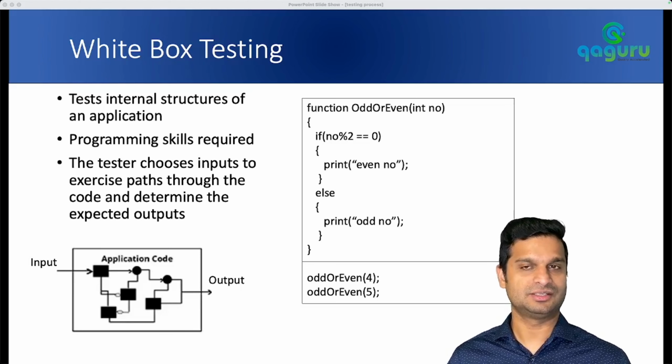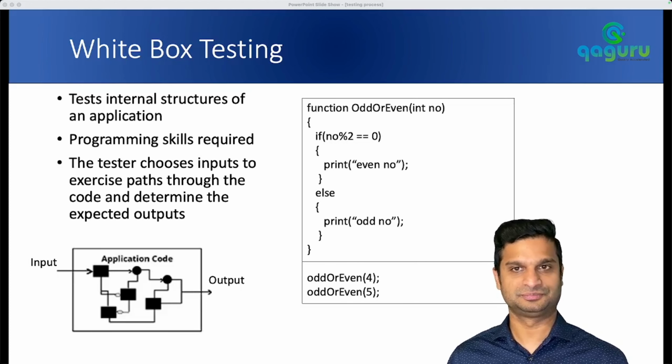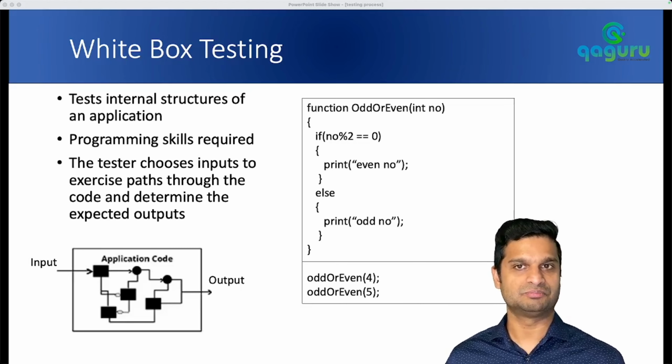So the condition is not satisfied here. So what happens? The else part is executed. Okay, and it will print that it's an odd number. So now we have executed both the areas of the application and we have ensured that it is working fine. So this is how you test. This is how you do white box testing.